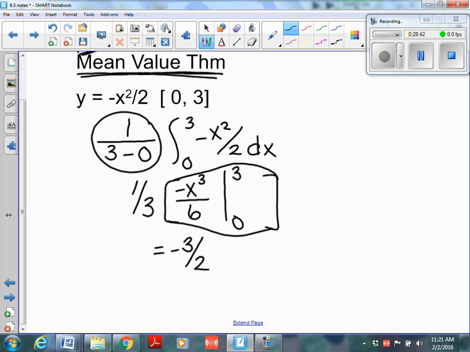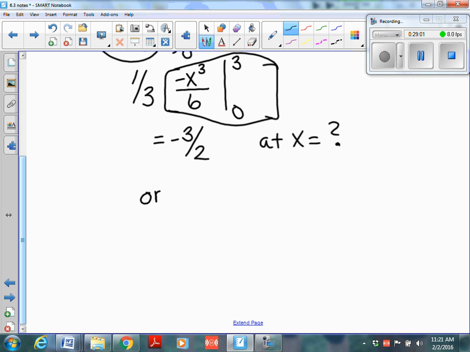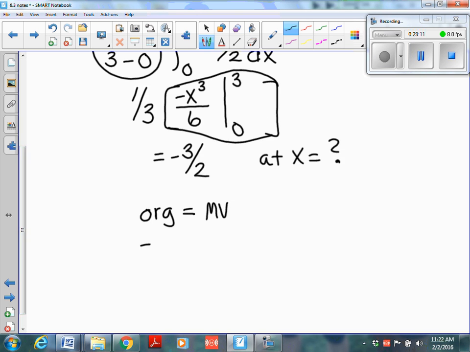You could plug that into your calculator too, but you're going to get 1/3 times whatever that number is, a negative 3/2. And then on the AP, they might ask you at what x value will the mean value equal a negative 3/2? And all you're going to do is take the original problem and set it equal to the area that you found, the mean value. And what was the original? A negative x squared over 2 was the original problem.